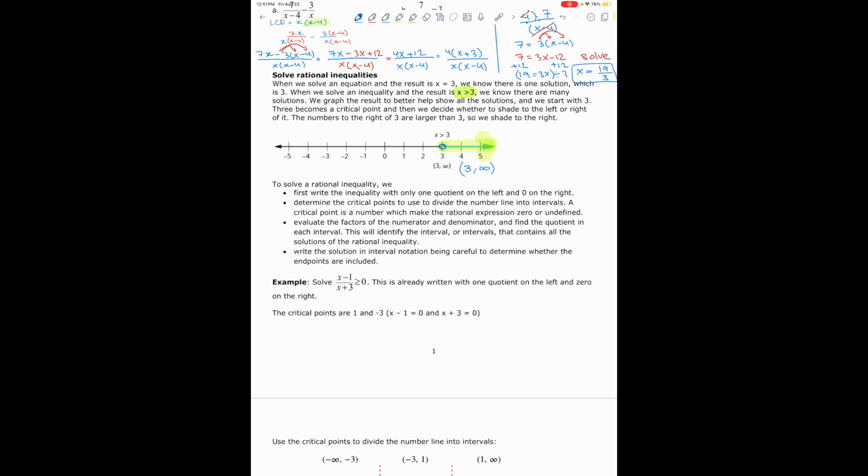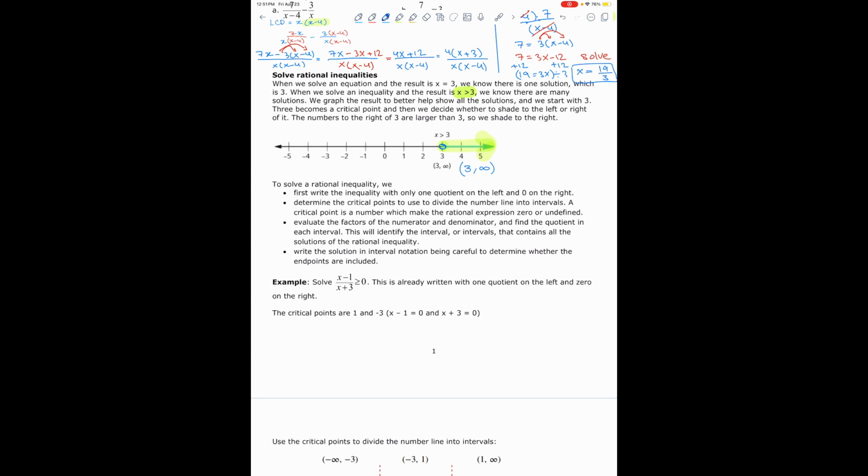So in order to do that, let's look at this example right here. In this example, we have to solve (x minus 1) over (x plus 3) is greater than or equal to 0. As you can see, this is already written with one quotient on the left and the 0 on the right, so we do not have to worry about making the right-hand side 0.